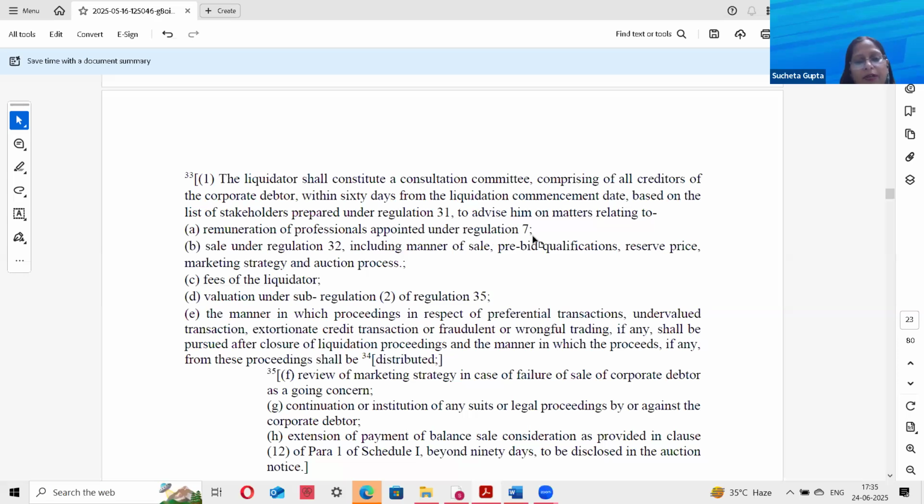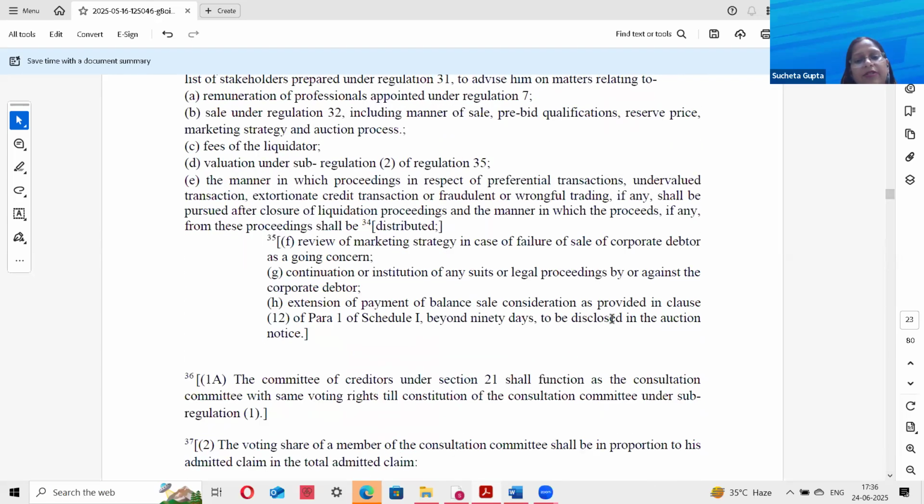The remuneration of professionals appointed under this regulation, sale under Regulation 32, including manner of sale, pre-bid qualification, reserve price, marketing strategy and auction process, fee of liquidator, valuation under sub-regulation 2 of regulation 35, the manner in which the proceedings in respect of preferential transaction, undervalued transaction, extortionate credit transaction, or fraudulent or wrongful trading, if any, shall be pursued after closure of the liquidation proceedings, and the manner in which the proceeds, if any, from those proceedings shall be distributed. Reviewing of marketing strategy in case of failure of sale of the corporate debtor as a going concern, continuation or institution of any suit or legal proceeding by or against the corporate debtor, extension of payment of balance sale consideration as provided in this clause beyond the 90 days to be disclosed in the auction notice.